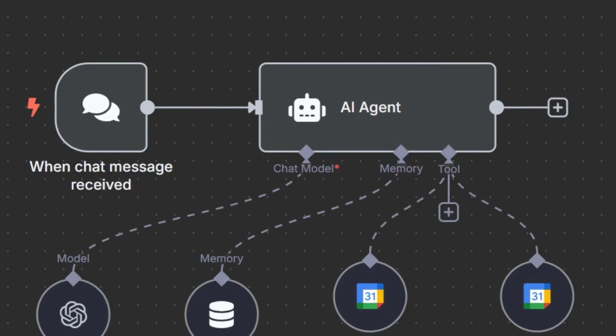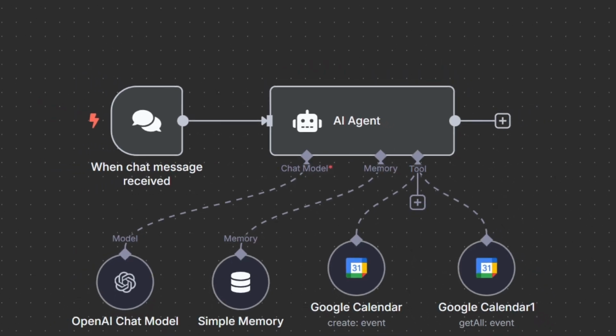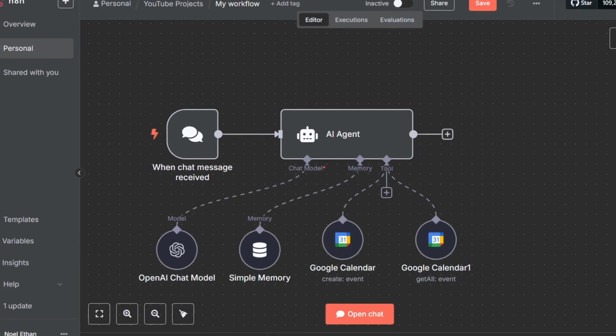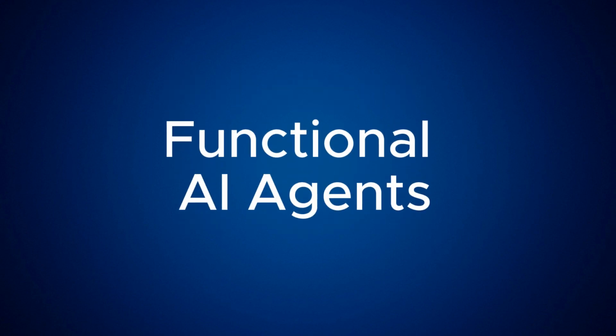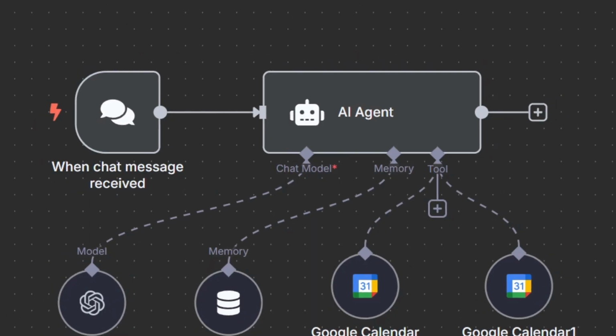They end up frustrated that their agent is not doing exactly what they want it to do, because they just plug in the AI agent node and hope for magic to happen. So in this video, you are going to learn a few tips on how to create functional AI agents. Let's head over to N8N.